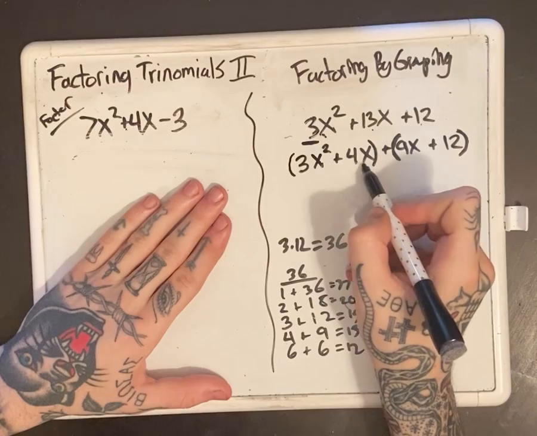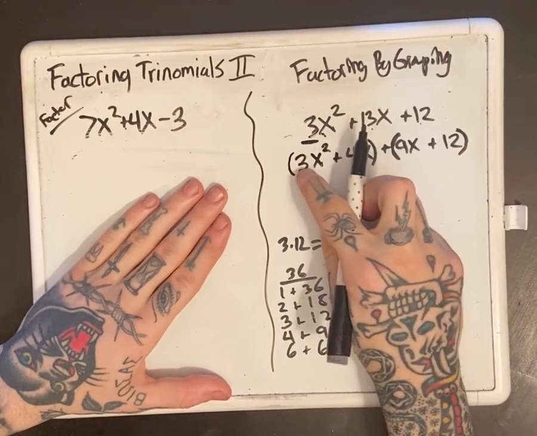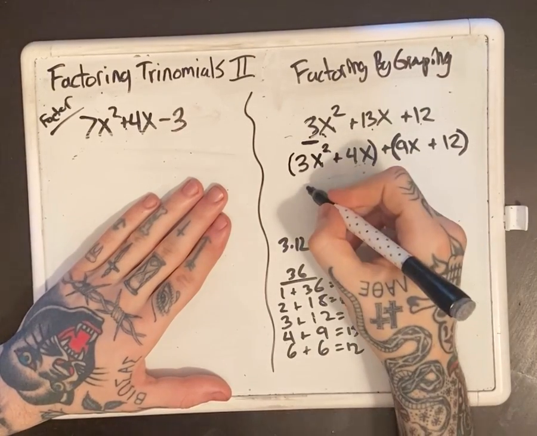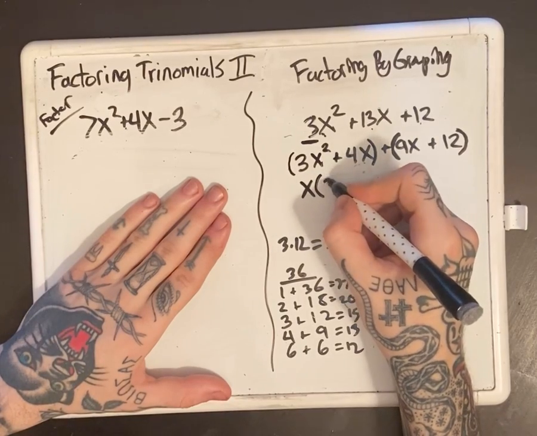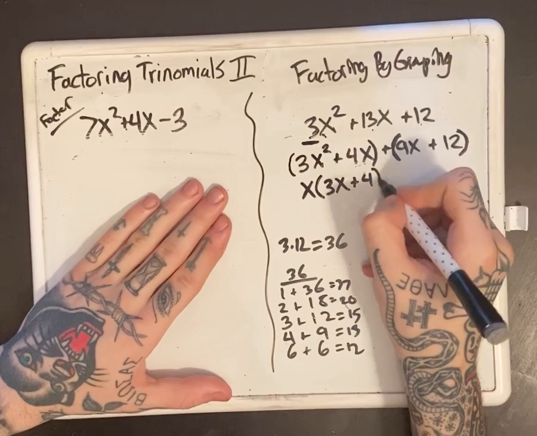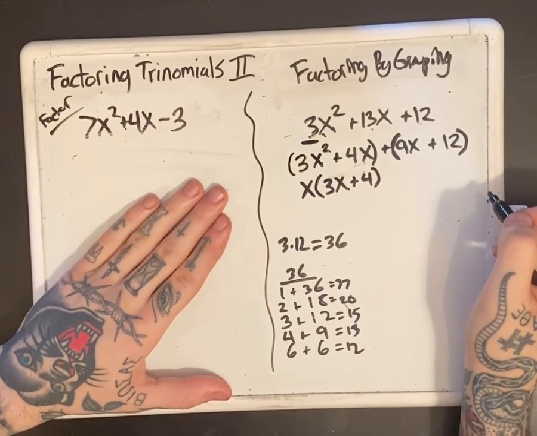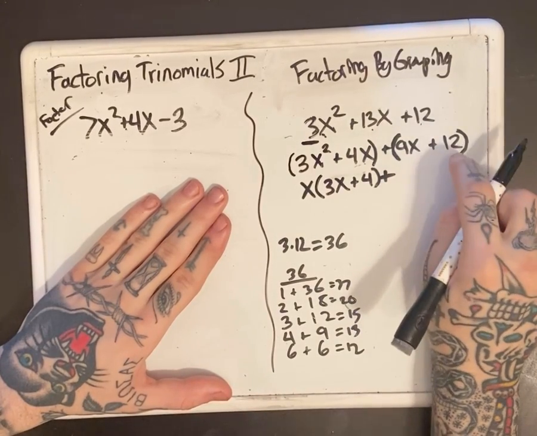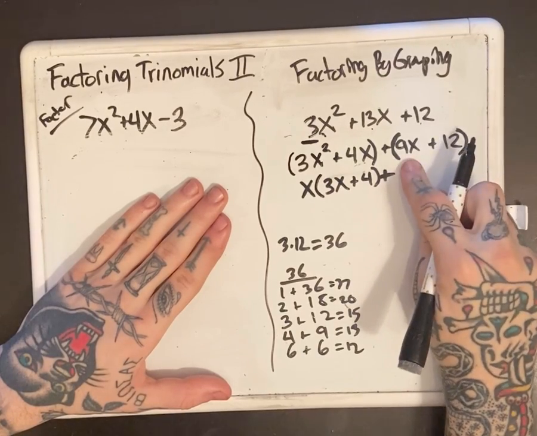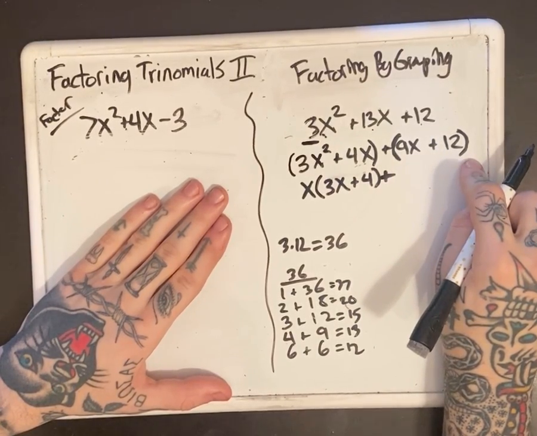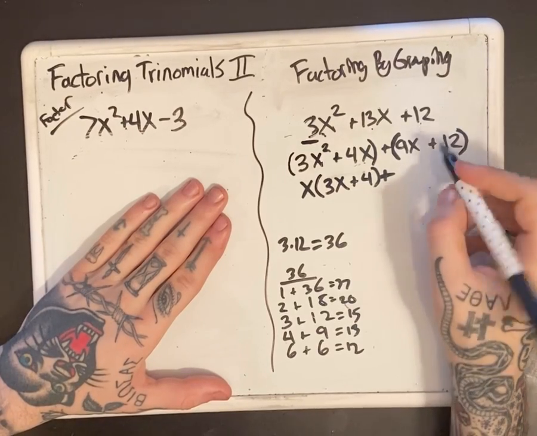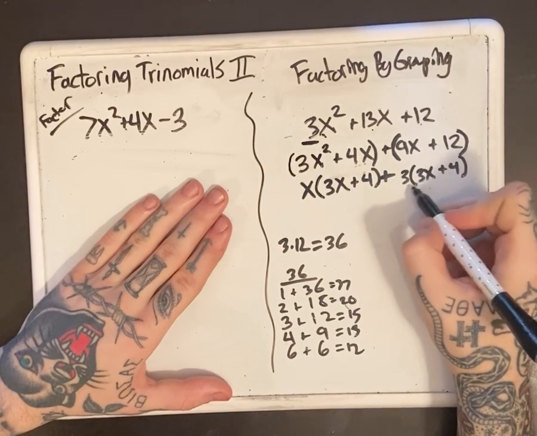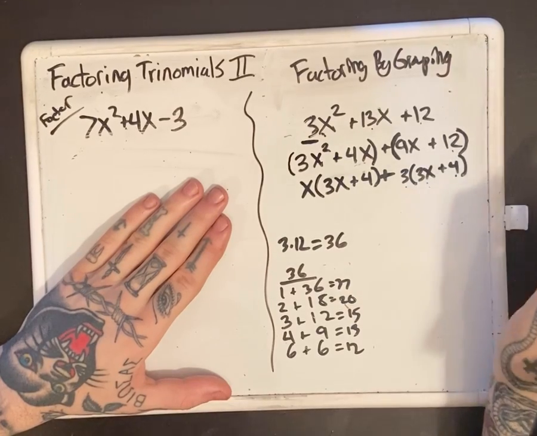So what's the common factor between just these 2 terms? We have a 3 and a 4, so there's no common number, but we have an x and an x here, so there's one common x. I'm going to take an x out, and we get 3x plus 4. 3x plus 4 times x would give us that. Now what's the common factor over here? It is 3. So we're going to get 3x plus 4 again, because 3 times 3x is 9x and 3 times 4 is 12.